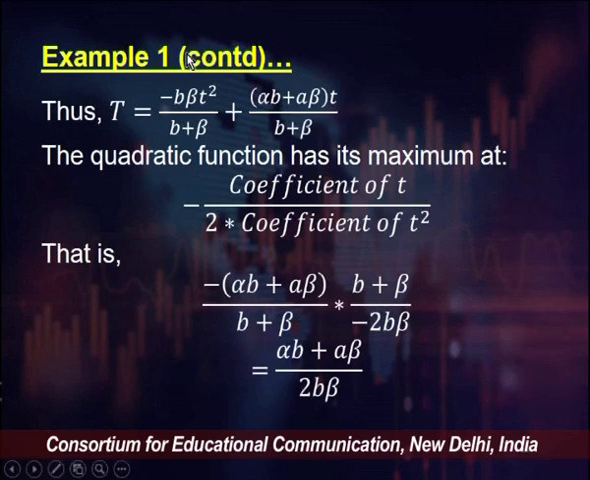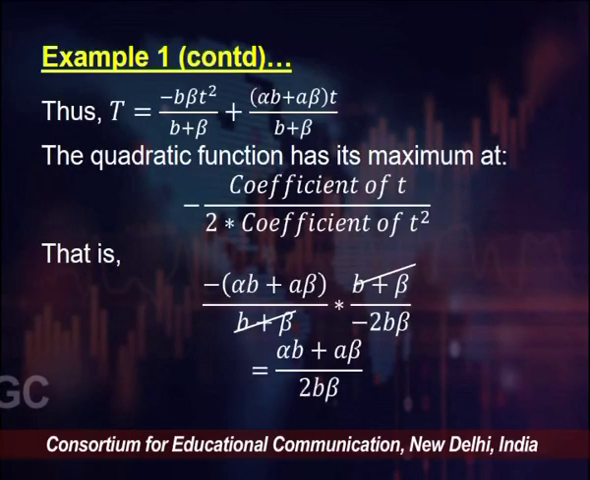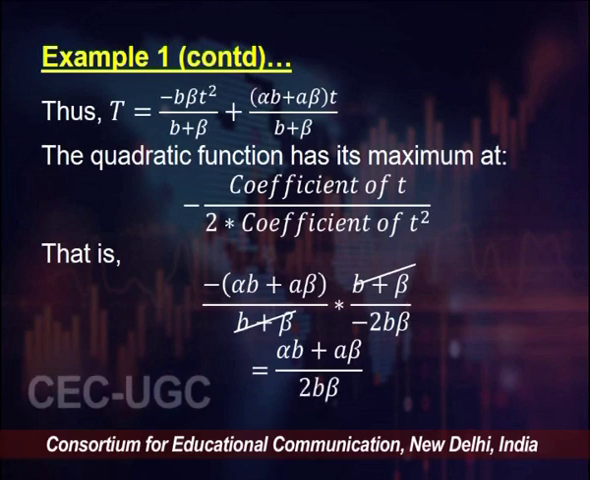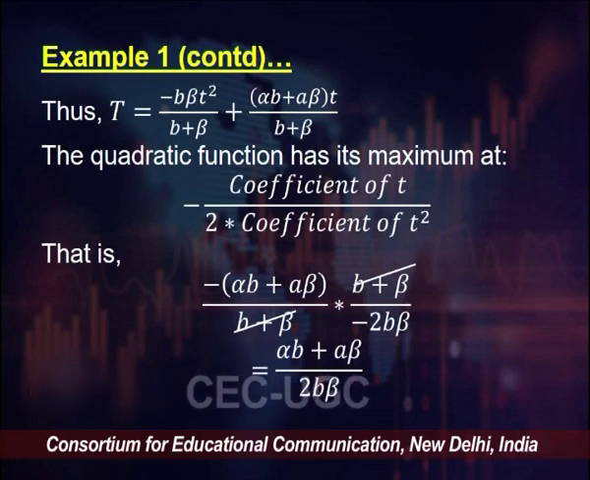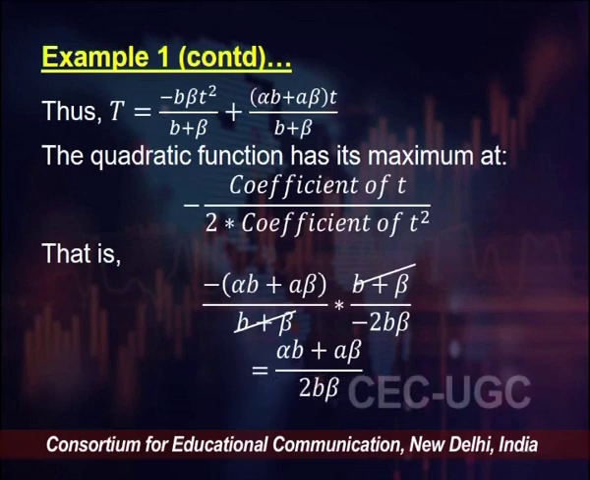So, there is a negative here, so 2 times minus b beta will come in the denominator here, and the b plus beta term will go to the numerator. So, with that we can now simplify further. You can see that the b plus beta terms will get cancelled, and now we have that the quadratic function will have its maximum at alpha b plus a times beta divided by 2 times b beta.